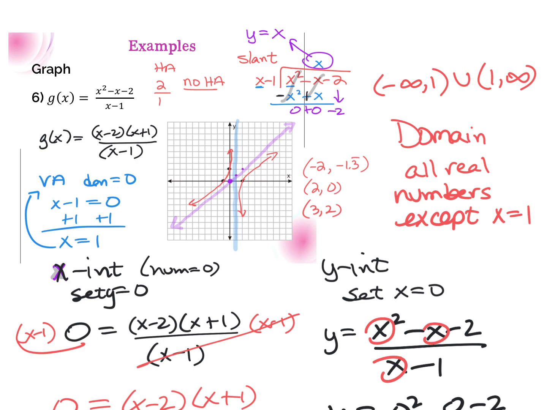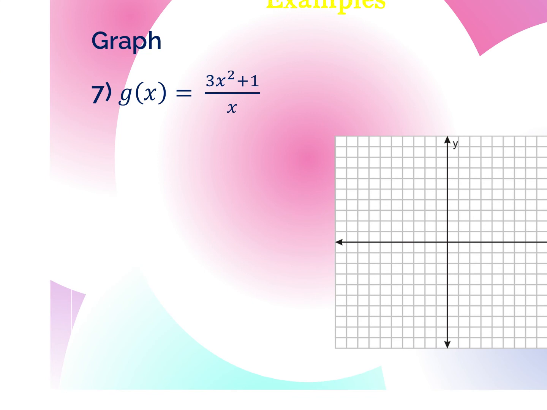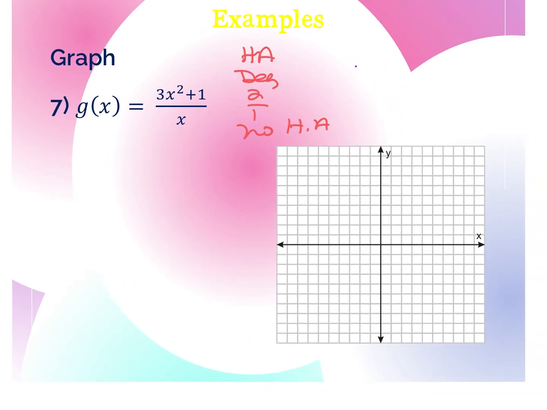And then one more example. Again, they're not bad problems, they're just a little tedious work here. So again, nothing's going to simplify here, so I don't have to worry about trying to factor anything. I'm going to do my horizontal. Degree of the top is a 2. Degree of the bottom is a 1. Again, the top is bigger, so no horizontal asymptote. Again, because the top is 1 bigger, we've got the slant.